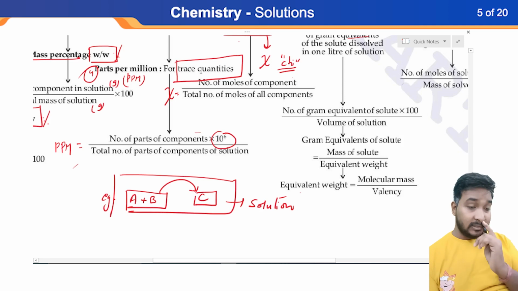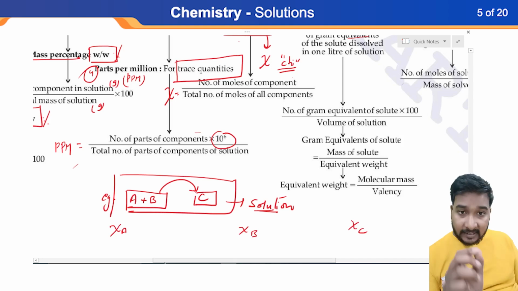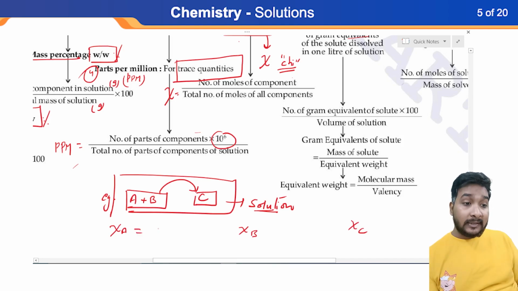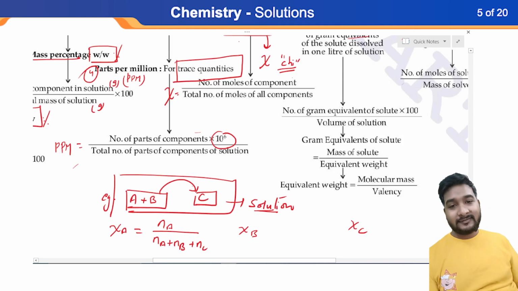Listen carefully, this is very important. So A and B components are mixed in C for making a solution, a simple solution. Now if we want to calculate mole fraction, we can calculate the moles of A, chi A, mole fraction of B, and mole fraction of C. If we are calculating mole fraction of A, then moles of A upon total moles Na, Nb, Nc. This is called mole fraction.